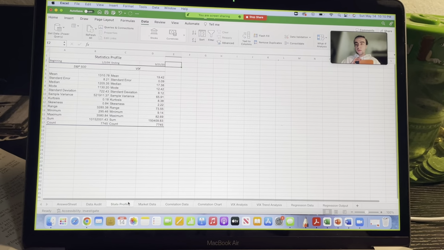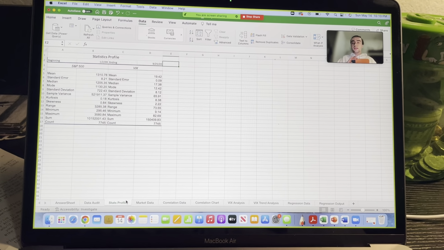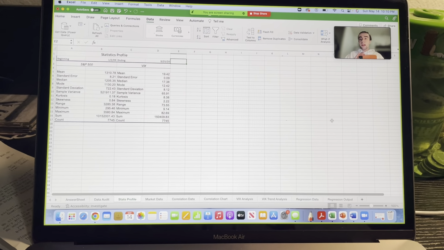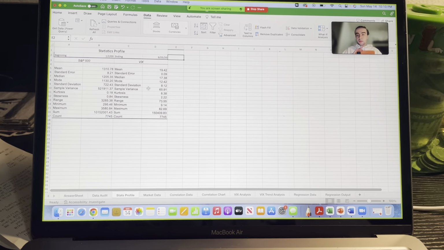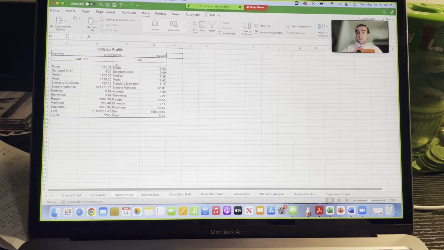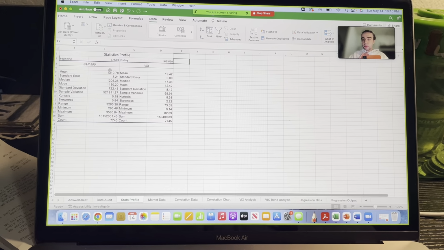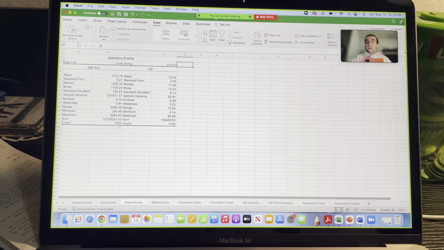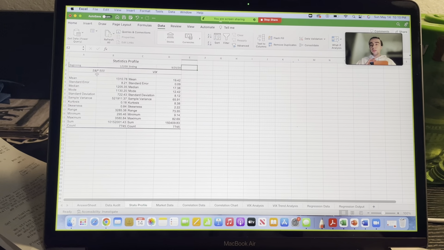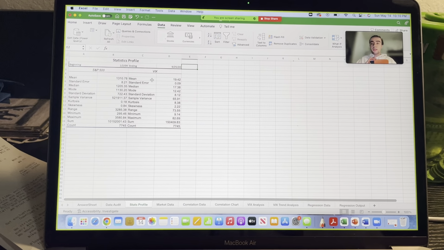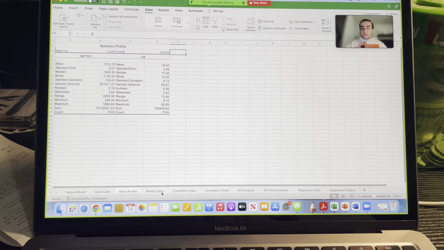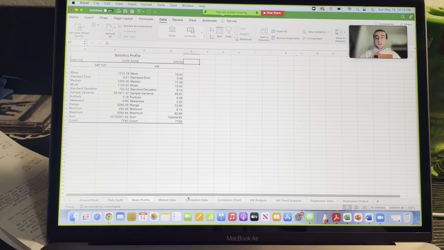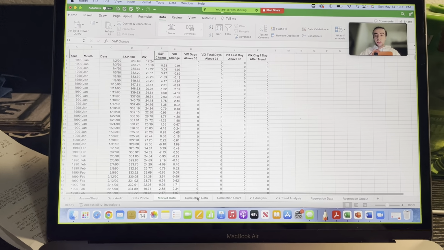So then we went here and got the statistic profile. This was actually the first time that we did the data analysis in this class. So you're able to see the mean, the median, the mode, and also the range and the sum. I think those are probably the most important for the S&P 500 and the VIX. And we were able to get this info again through the data analysis of this info.